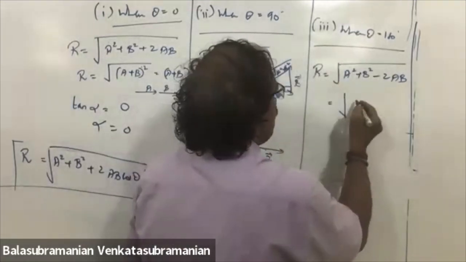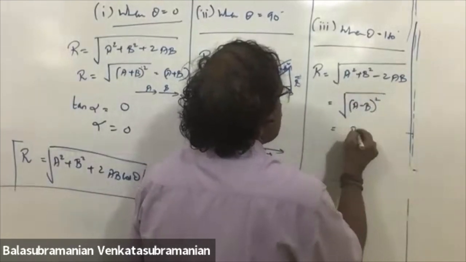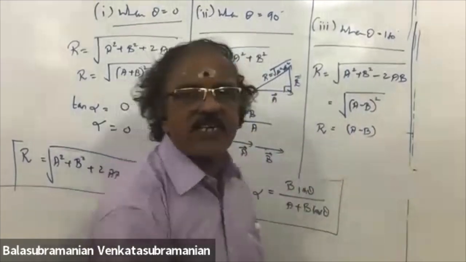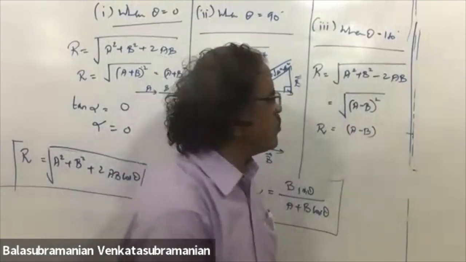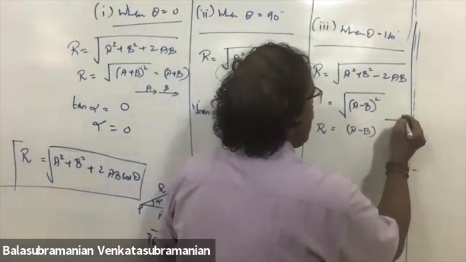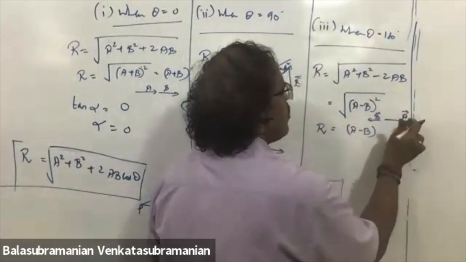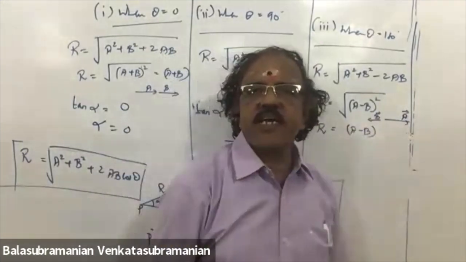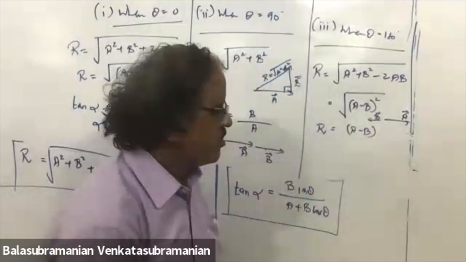That is root of (A minus B) the whole square, that is A minus B. This is what we saw in subtraction of vectors. Theta 180 means this is A and this is B, two vectors in opposite direction. Opposite direction means theta is 180. Resultant will be A minus B.